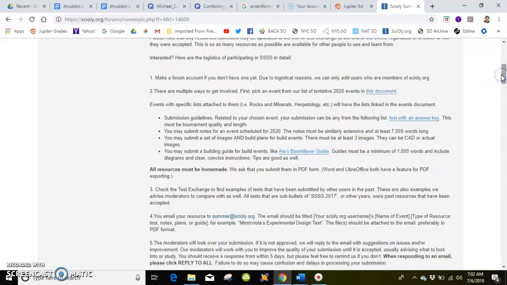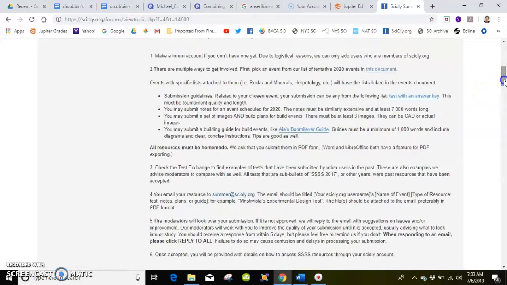Once you, a couple of things. The submission guidelines, they give you guidelines here. There are the list of 2020 events in this document. Aya's Boomer Lever Guide. This is one of the ones that we found last year, and it turns out that they use this as a template or an exemplar for submitting something for building events.